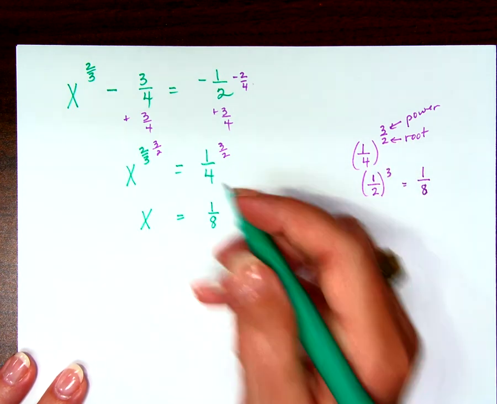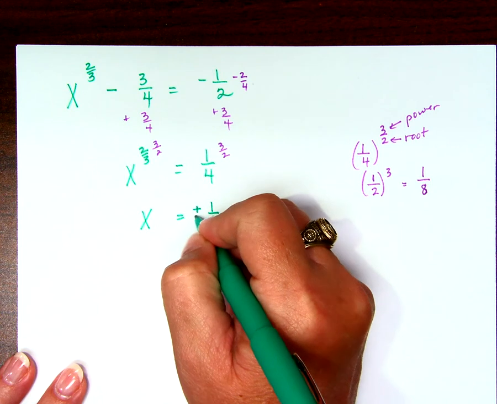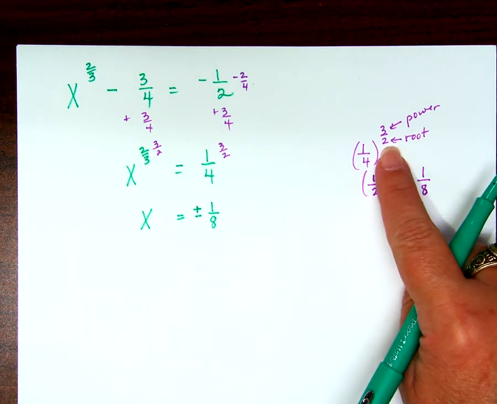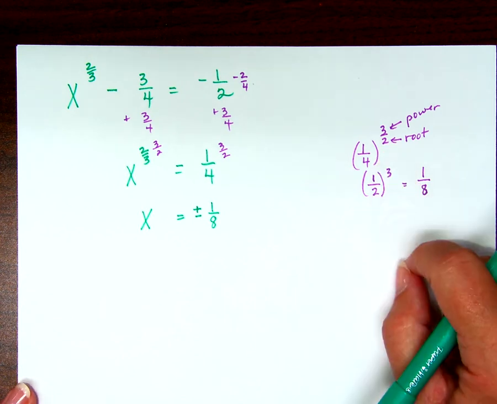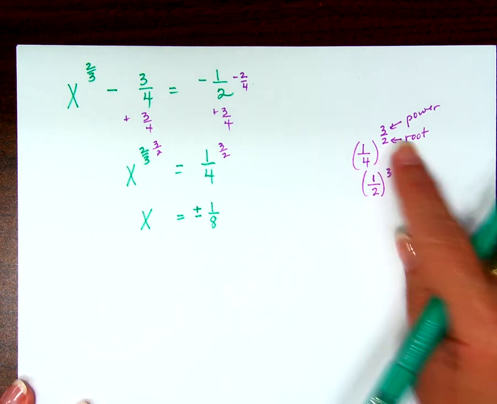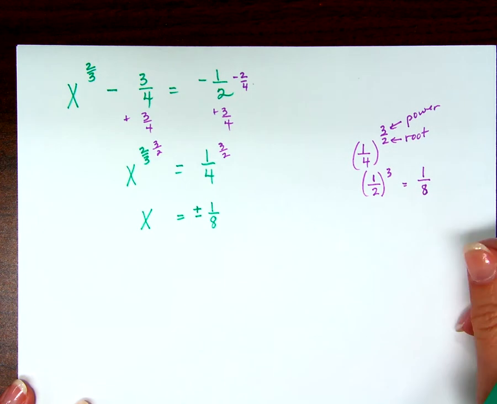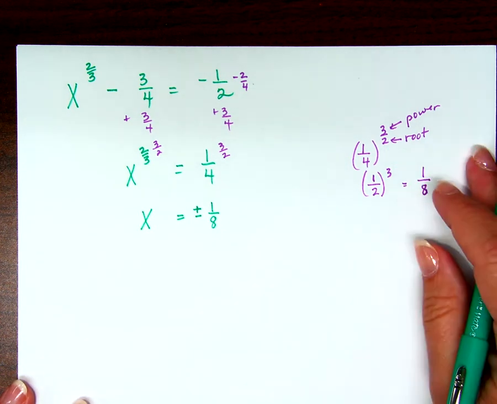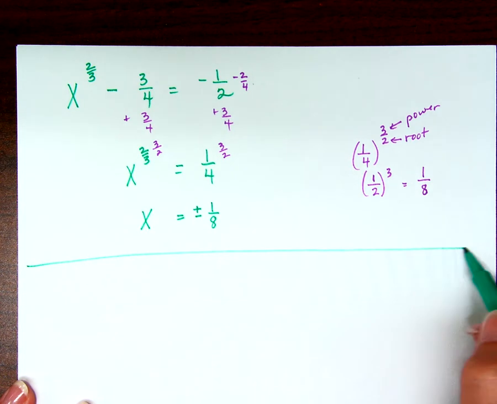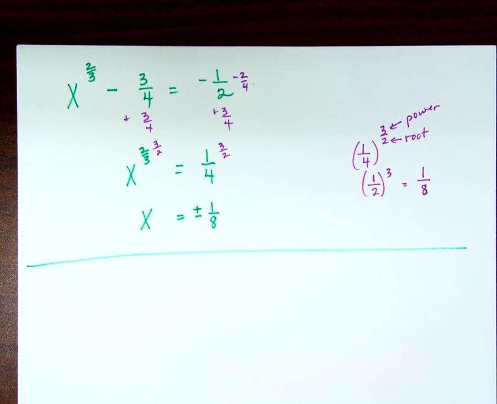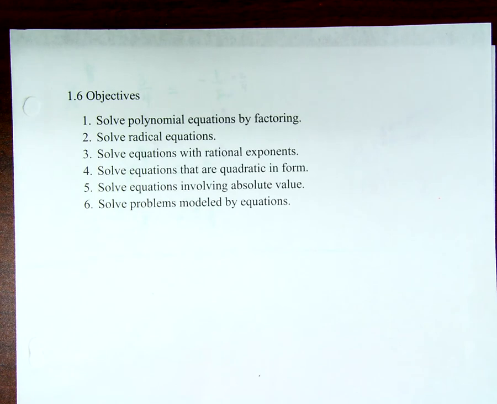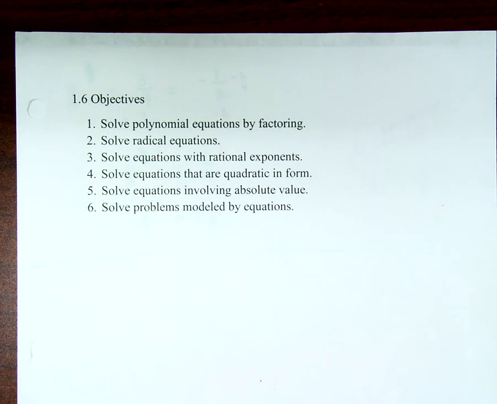Because when we take a square root, we could get the plus or the minus, right? The positive or the negative. It doesn't look like a square root, right? But it still is taking a square root because I have to the 1/2 power, right? So we just have to be careful of that. How are you feeling about equations with rational exponents? Good? Okay.